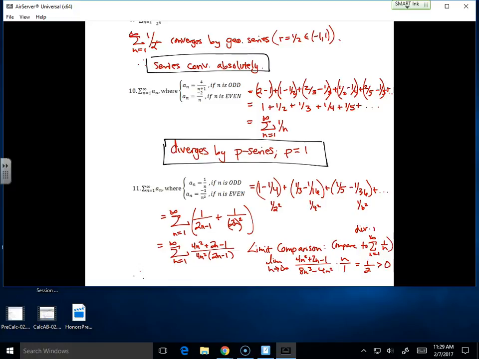Why is this in the alternating series? Just because the odd and even alternate, and the signs alternate. So you might think it's an alternating series. You guys know 1 over n diverges by p series, right? No big deal. So we can say, therefore, our series diverges.